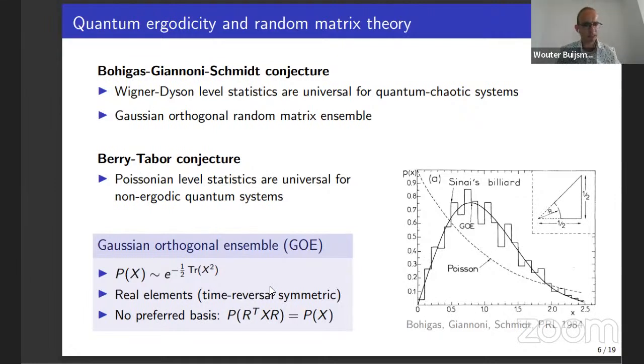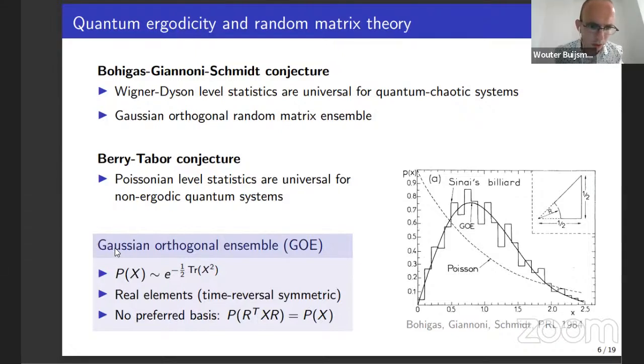Okay, this brings me to another, seemingly a bit unrelated topic, the relation between quantum ergodicity and random matrix theory. As you saw on the first slide, quantum ergodic and non-ergodic systems have different types of level statistics. And this was formalized by Bohigas, Giannoni, and Schmidt. What they conjectured was that quantum chaotic systems, so quantum ergodic systems, universally have Wigner-Dyson level statistics. And these are the level statistics of the Gaussian orthogonal random matrix ensemble.